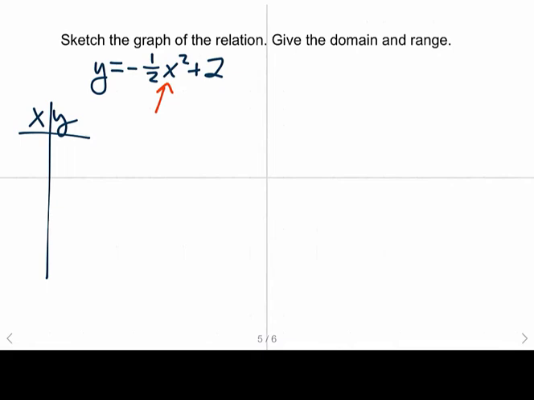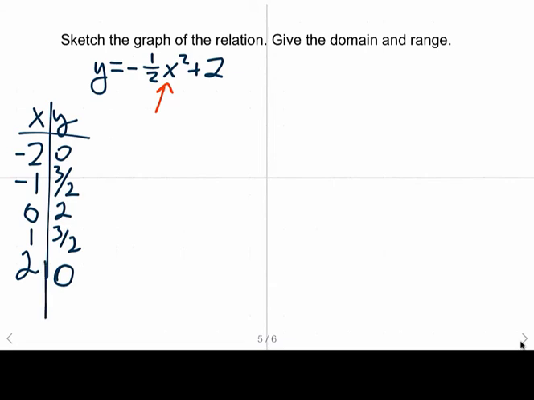And so I'm going to use the values of, say, -2, -1, 0, 1, and 2. And using the order of operations, we get outputs of 0, 3/2, 2, 3/2, and 0. And it looks like I might want just a bit more information. So I'm going to throw in -4 and 4 and get outputs of -6 for both of those.